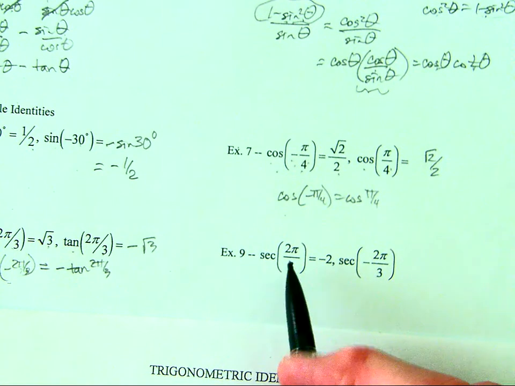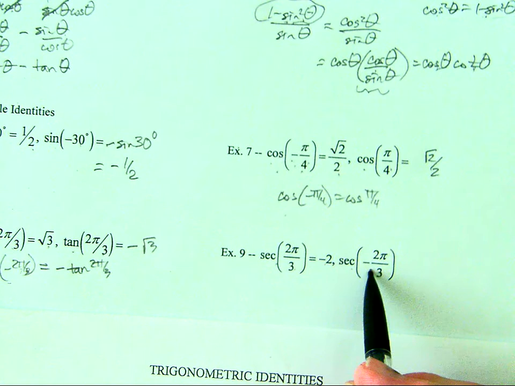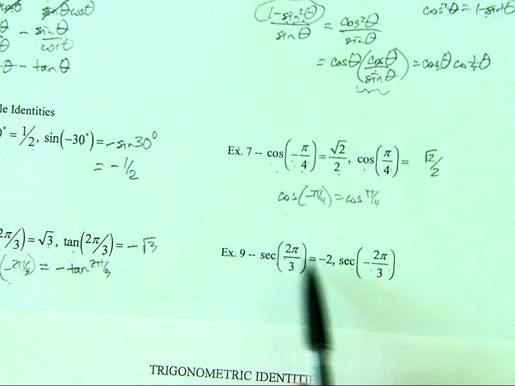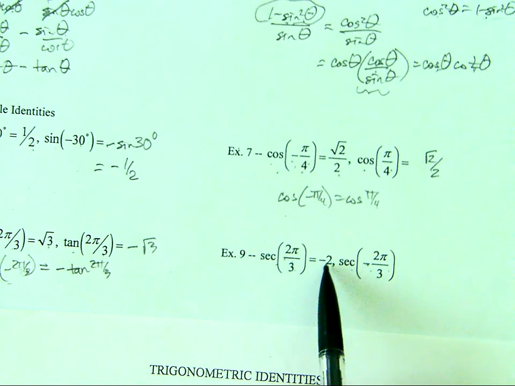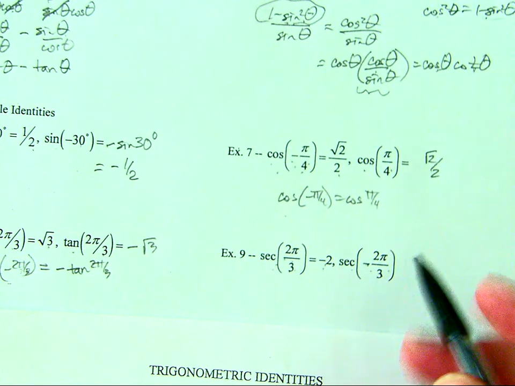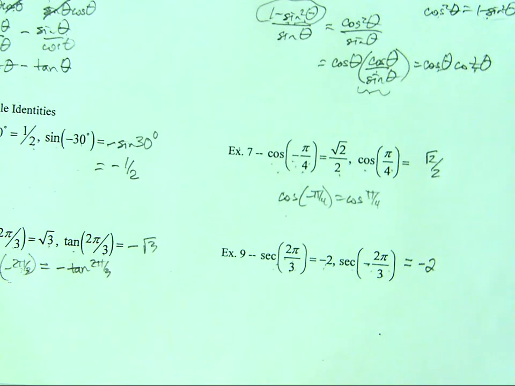Here's the secant one. The secant of 2 pi over 3 is a negative 2. What's the secant of a negative 2 over 3? Remember, secant's like cosine. If the sign of the angle changes, the sign of the trig function does not change. So if the secant of 2/3 pi is a negative 2, the secant of a negative 2/3 pi is also negative 2. So they're both the same. So that's 5.1 trig identities, the first part of trig identity.